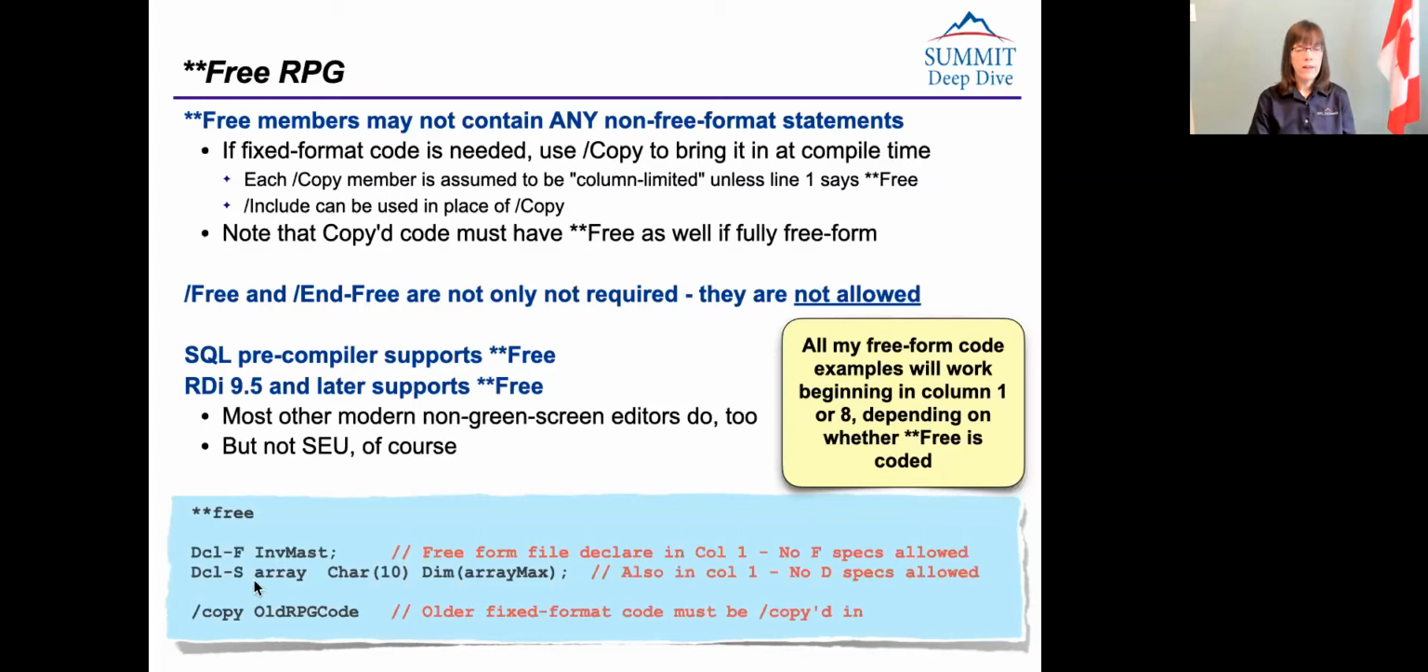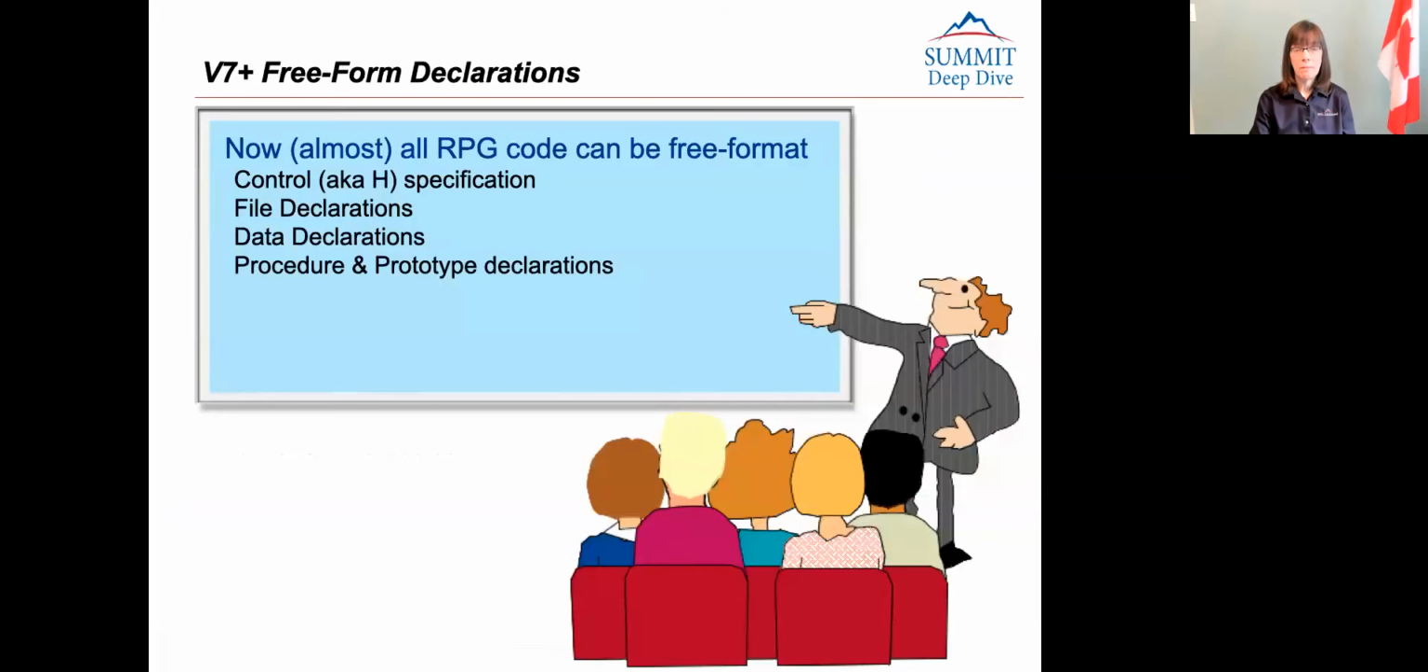So just showing you a little example here of free, and that is in column 1 there, and I can start all my code now in column 1, including my /copy for my old RPG code if I need it, that has to be copied in because it has fixed form in it, or for whatever reason that I want to copy it in. So that's the free stuff. Like I said, pretty simple rules, pretty rigid rules as well. So an easy one to start with.